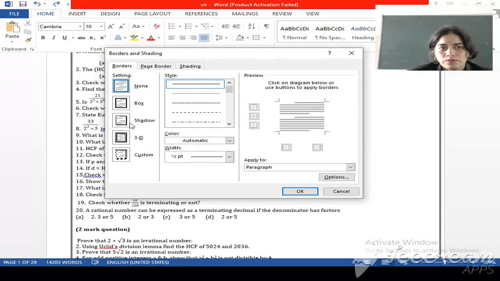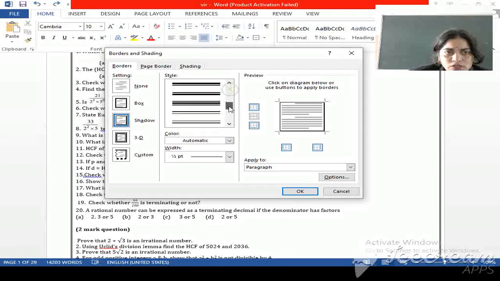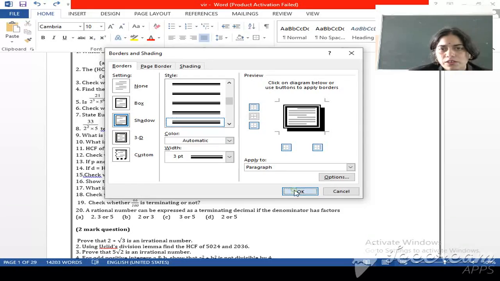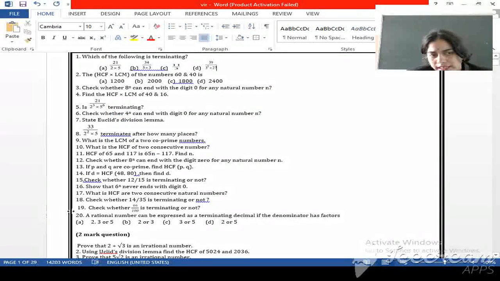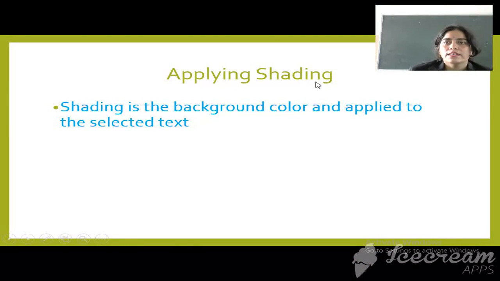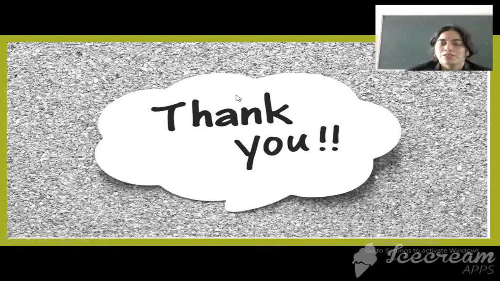And this is the shadow. If you want to give a shadow to any border, here you can click on Shadow and then select the lines also. Suppose you want this type of line, then give the shadow to the lines. Okay. So what is shading? Shading is the background color applied to the selected text. Understood students? That is the process of how we can apply shading. Thank you. I hope you understood.